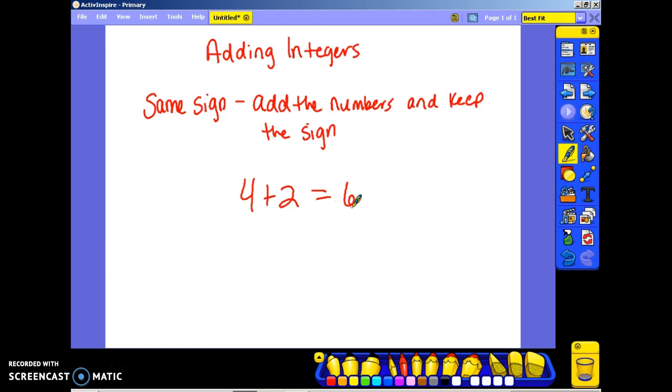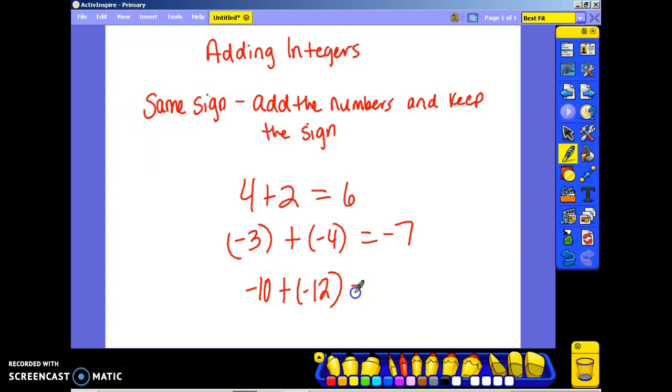It stays positive. If we have negative 3 plus negative 4, and these parentheses are just so I don't combine these two signs. It's just so I know that this is a negative 4. Same sign, so I add them. 3 plus 4 is 7. They're both negative, so my answer is negative 7. Negative 10 plus negative 12. My signs are the same, so I add them together. The answer is negative 22.